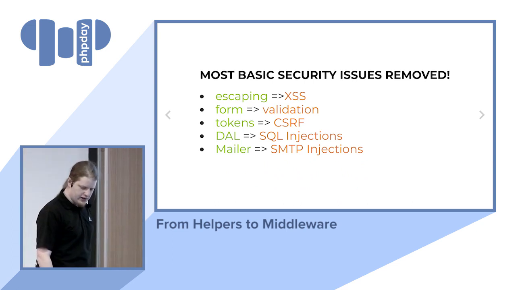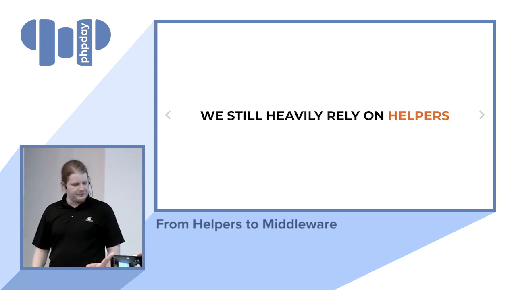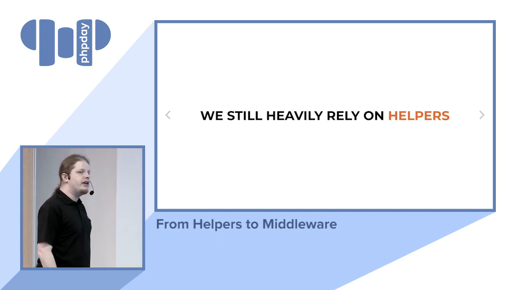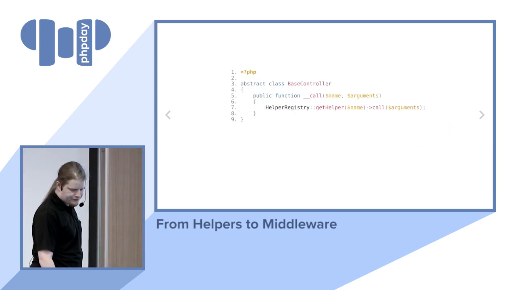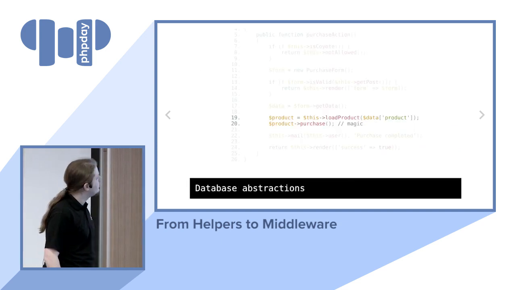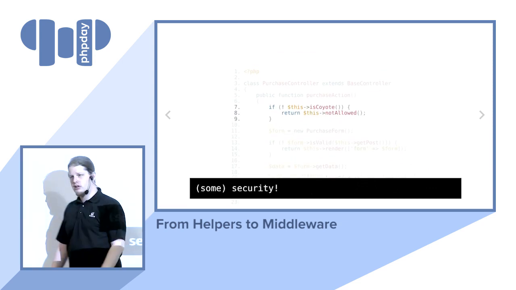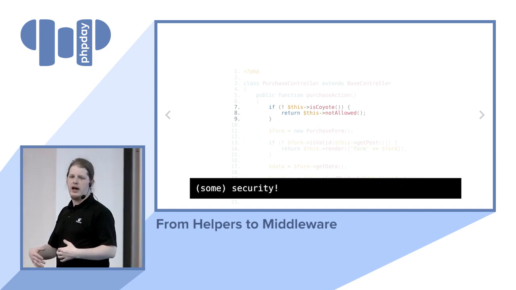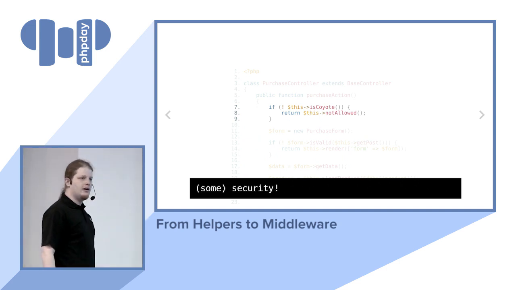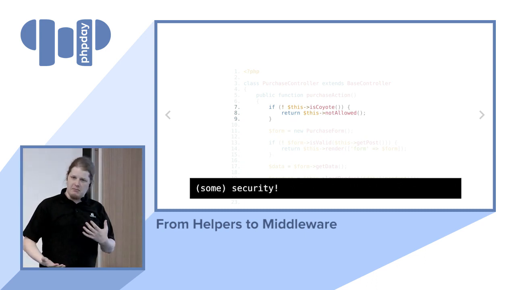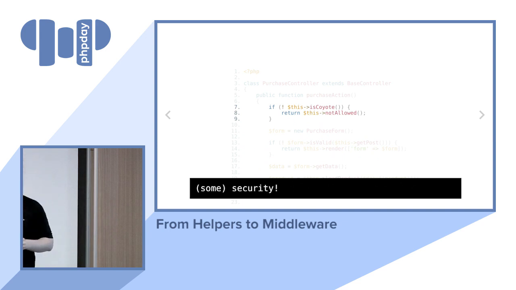But we got rid of a lot of security sensitive endpoints mixed together. We still heavily rely on these helpers. So here, this is Coyote, and this is not allowed. What happened is that either we had a base controller with all the methods in it, or we had something magic, but this is how we dealt with cross-cutting concerns.